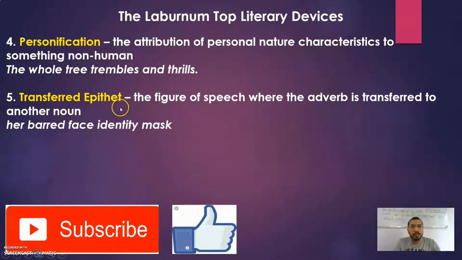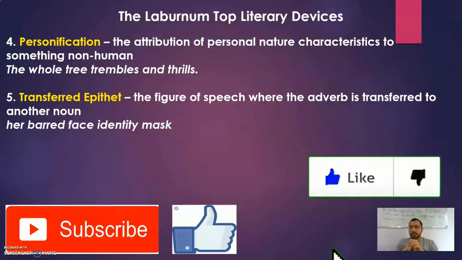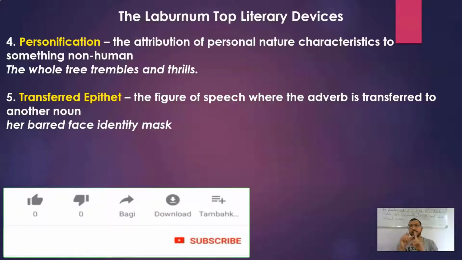And last, transferred epithet, a figure of speech where the adjective is transferred to another noun. Her barred face identity mask. Barred face identity mask is being referred to another noun. Here you see barred face, and this face is referred to as a mask. This is how we use transferred epithet, when the barred face has been likened to the mask. So this finishes the explanation of the chapter. We have covered the explanation, the introduction, and the literary devices, which are very important for the RTC questions, reference to context questions.